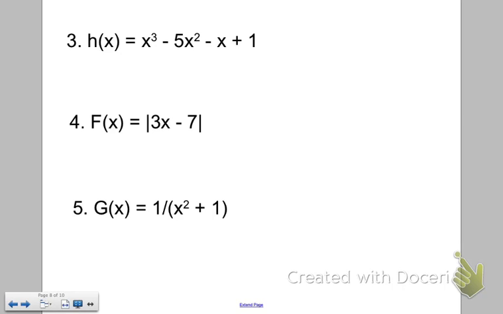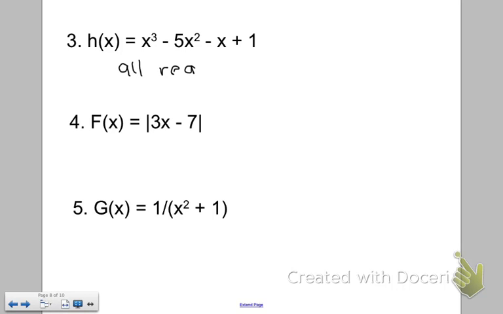Alright, number 3. This is one that you should be excited to see. Number 3 says h of x equals x cubed minus 5x squared minus x plus 1. Guess what? This one's a polynomial. As soon as we see polynomial, we're like, yes, this one's the easy kind. It's automatically all reals.